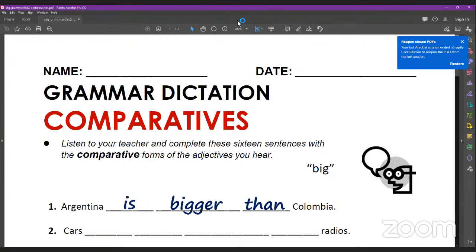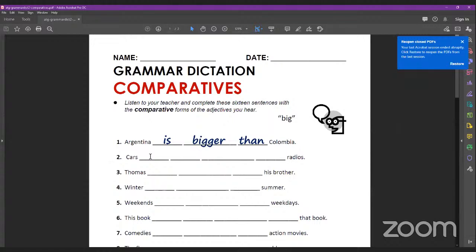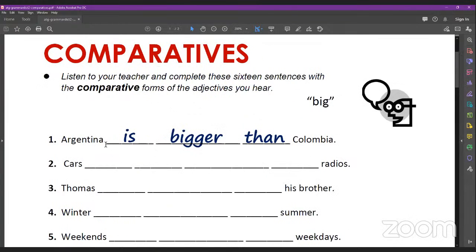Let's continue with this activity, guys. Well, basically, this one is pretty similar. In this activity, you have to think of a good adjective suitable to compare these. For example, in the exercise, it's comparing Argentina with Colombia. A good adjective for this might be big. Argentina is bigger than Colombia.